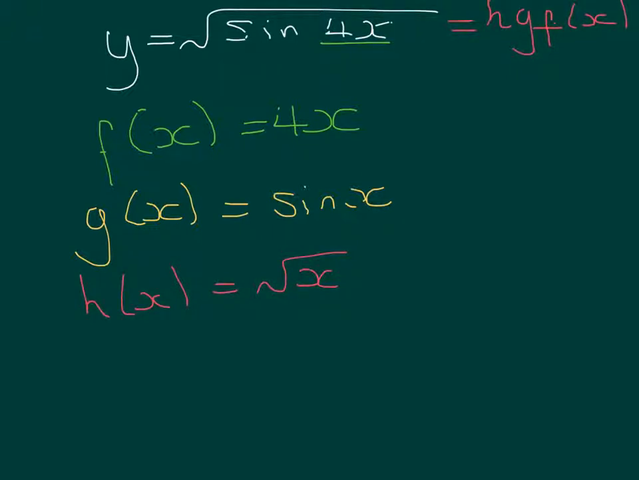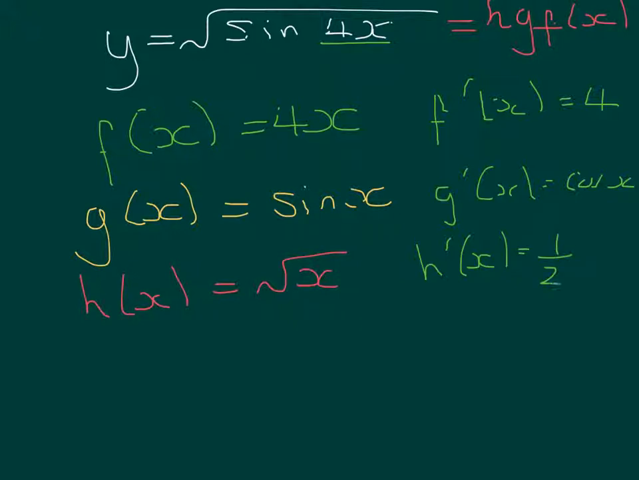So if we do all of that, we will get f dashed of x is equal to 4, g dashed of x is equal to cos x, and h dashed of x is equal to, well, you bring the half down and then take away a power, so you would get that, or you might call that 1 over 2 root x.